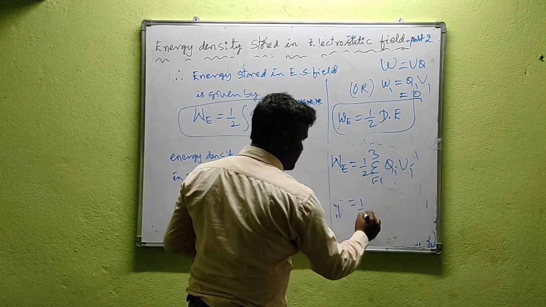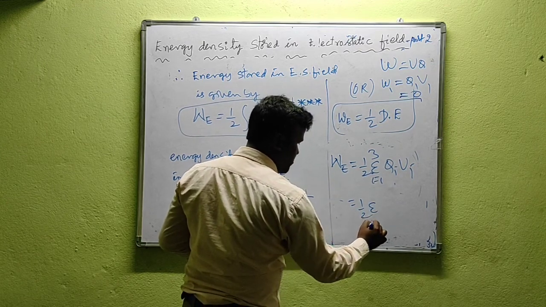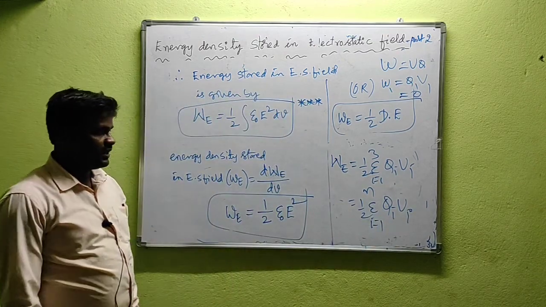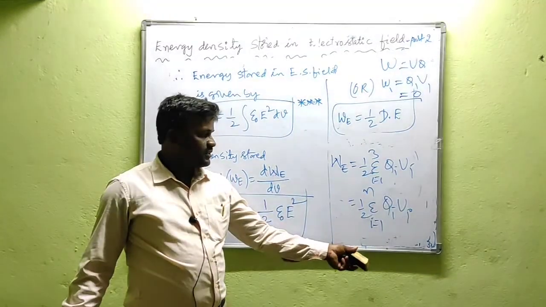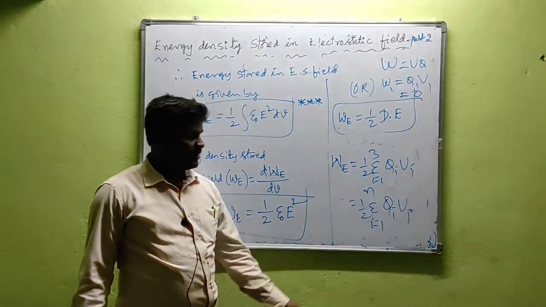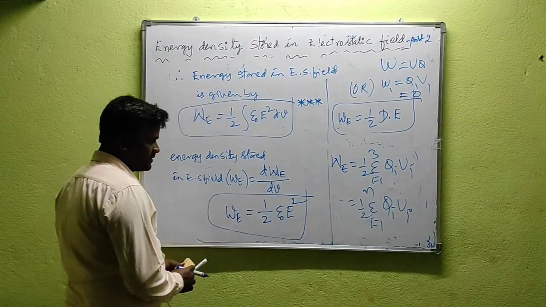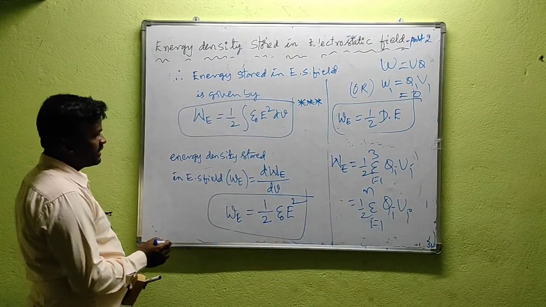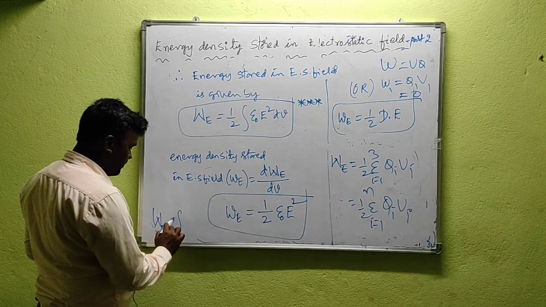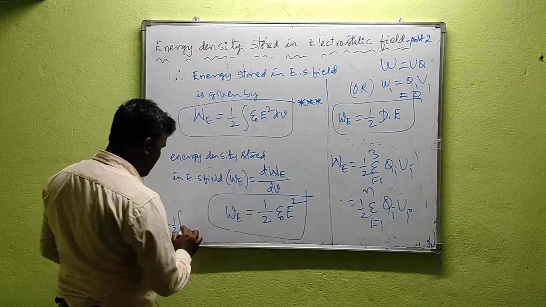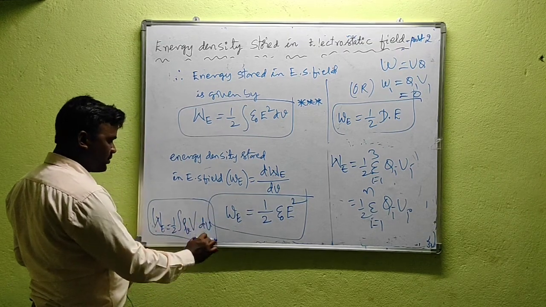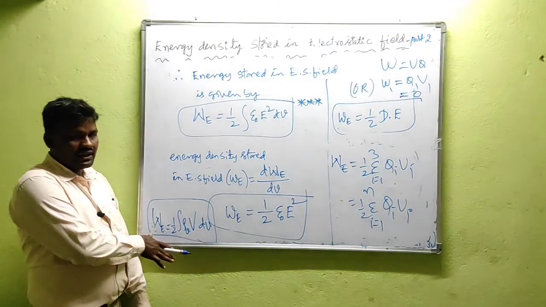For n point charges, it can be written as 1 by 2 summation i equals 1 to n Qi Vi. For the point charges, here I have a summation. In case of continuous charge distribution, meaning line charge, surface charge, volume charge, this summation should be replaced with integration. For volume charge, I will write WE as 1 by 2 integral, where Q should be replaced with rho v into dv, and V is the same, that is potential. So this is the expression for energy stored due to the assembly of n point charges.